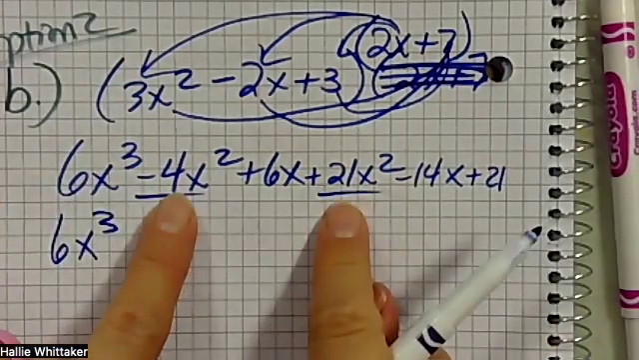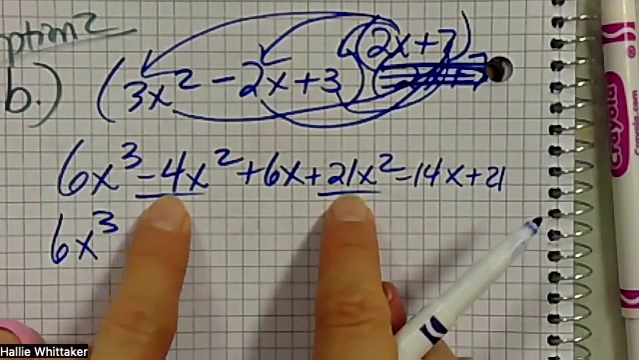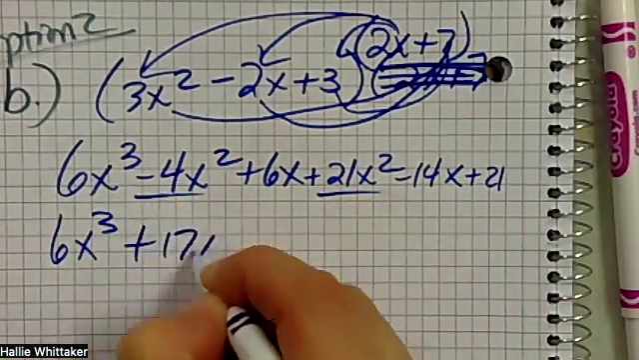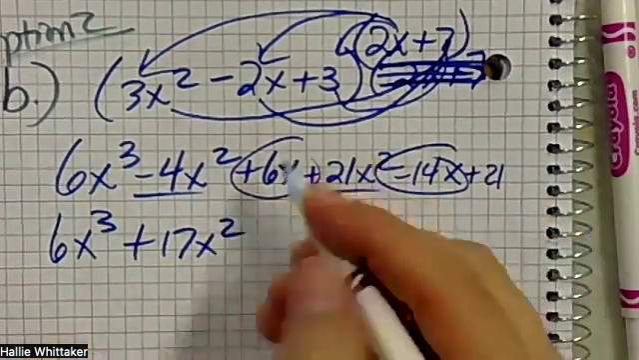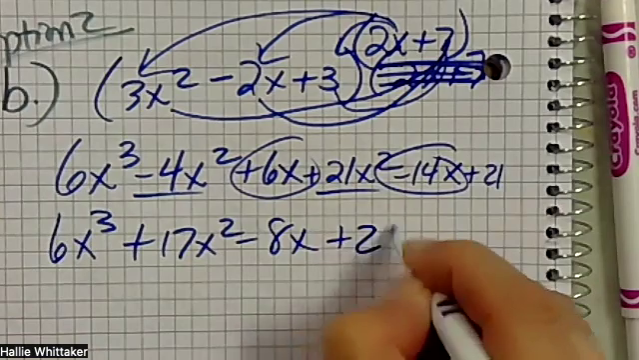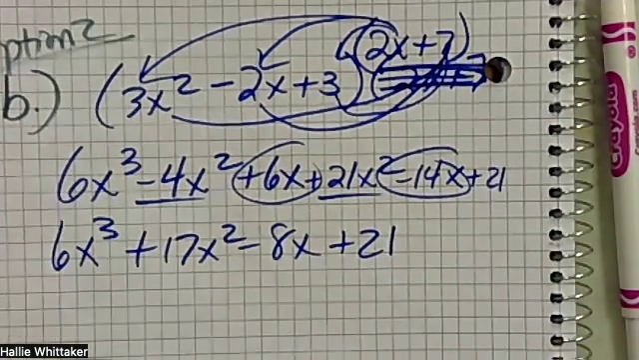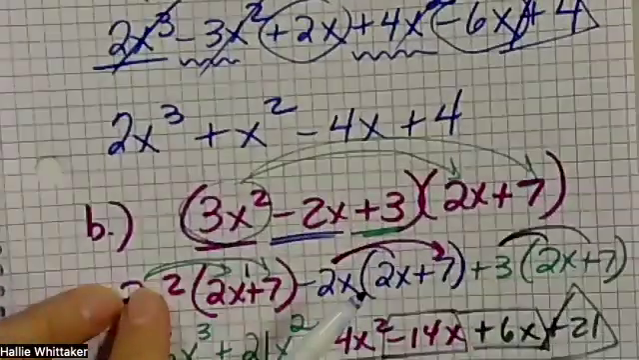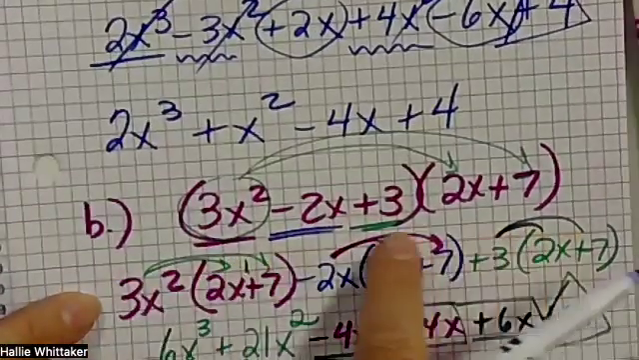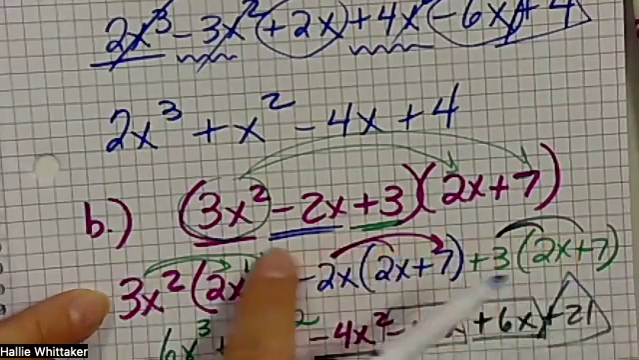go ahead and combine things again. Negative 4x squared plus 21x squared is 17x squared. Add your x's, you get negative 8x, and then you got your plus 21. So yeah, still writing, but I guess my point is you don't have to do this part right here. If you want to skip that, skip it.